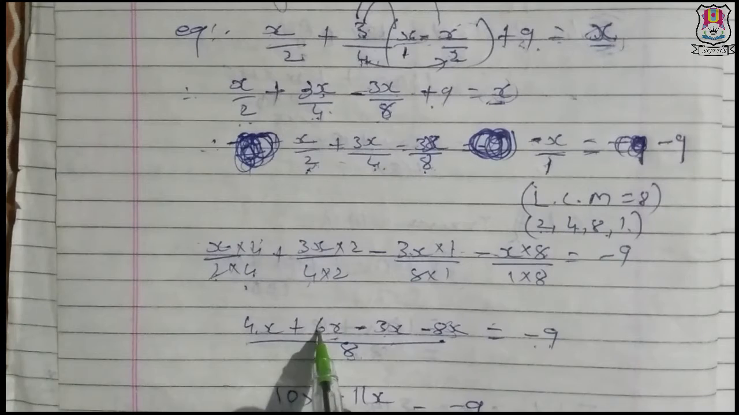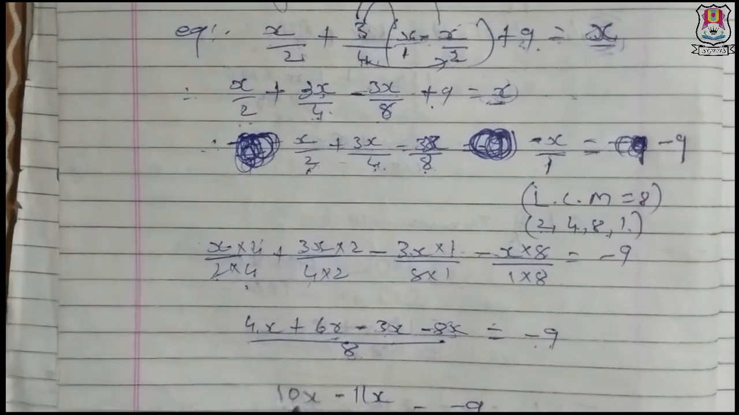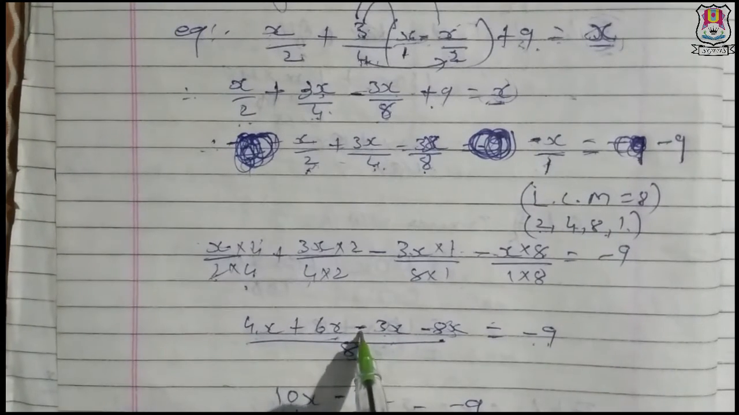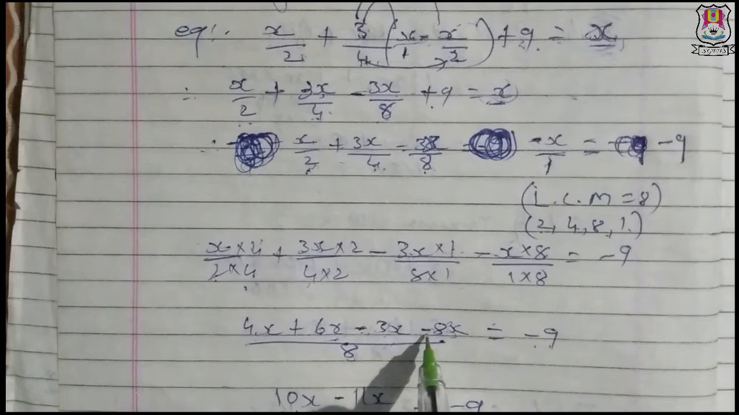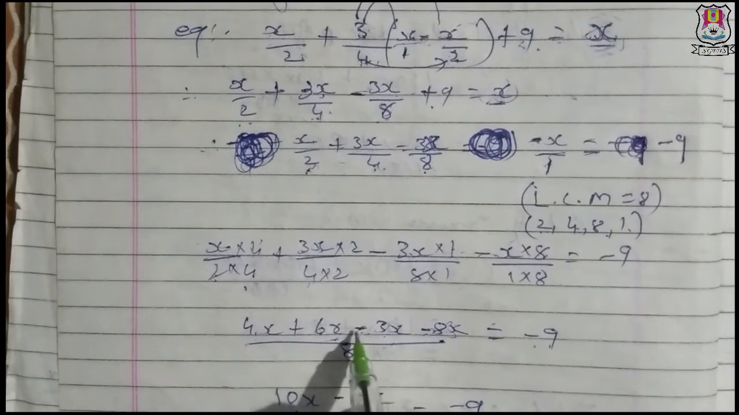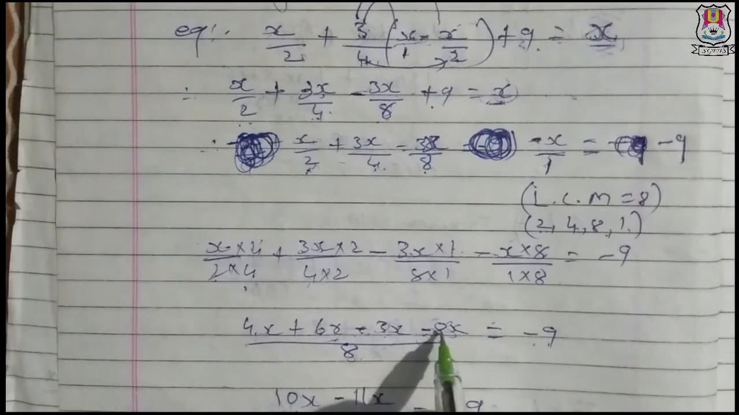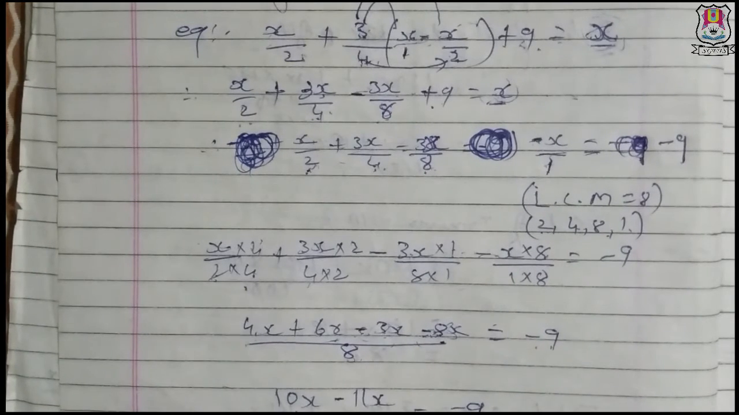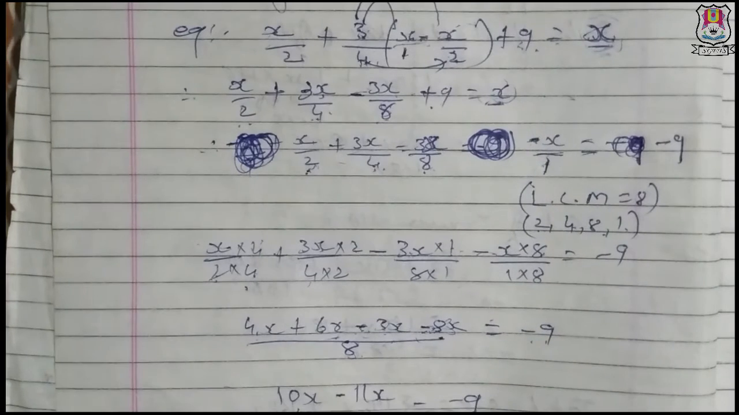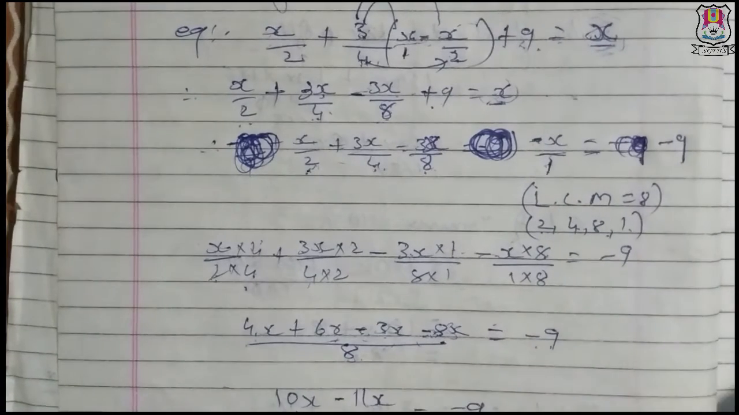So 4x plus 6x will be 10x, and minus 3x and minus 8x will be also added, but the sign will be of negative because both are negative. So minus will be plus, and sign of the bigger number. So minus 3x minus 8x will be minus 11x upon 8 is equals to minus 9.